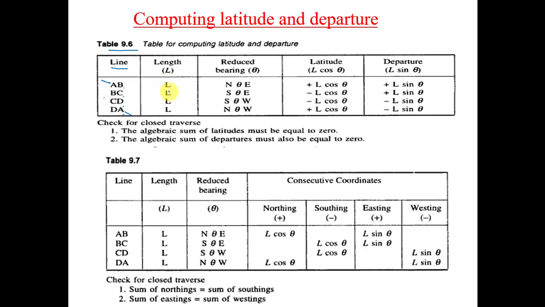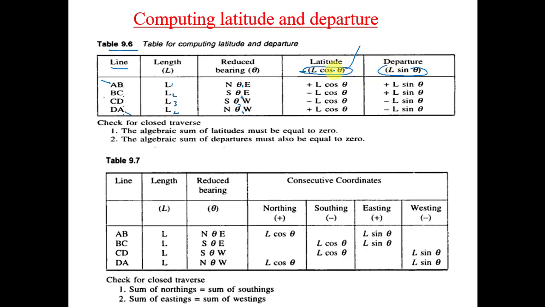So let's take the length of AB as L, and the same for BC, but I am changing these to L1, L2, L3 and L4. The reduced bearings are given here as theta 1, theta 2, theta 3 and theta 4, and the different quadrants are given to you. With the help of this quadrant system, you can classify your latitude and departure: L cos theta is the value of your latitude and L sin theta is the value of your departure. But I will suggest you don't remember this formula. You will always find your latitude and departure with your own diagram.